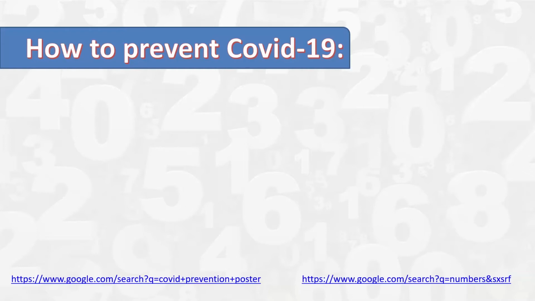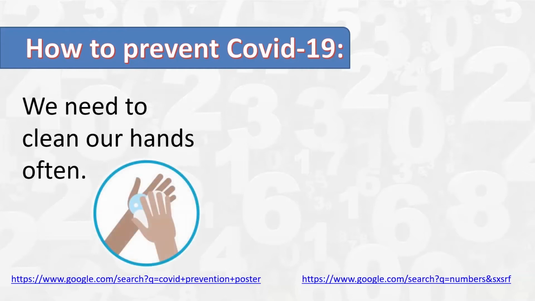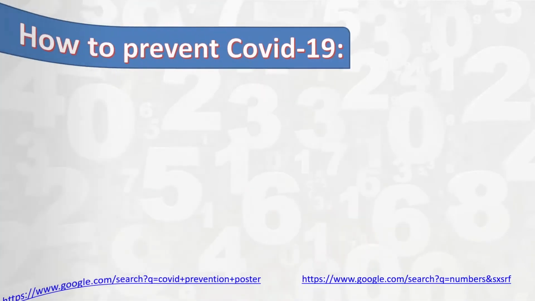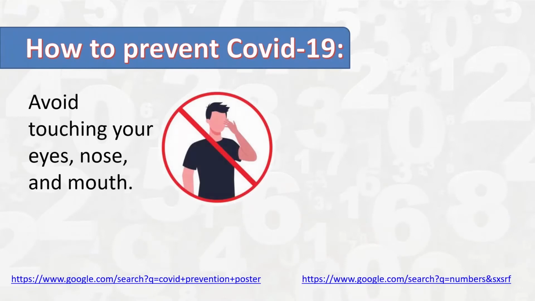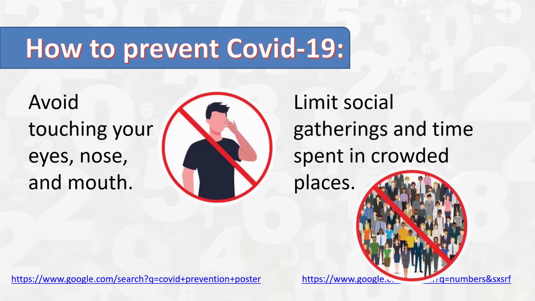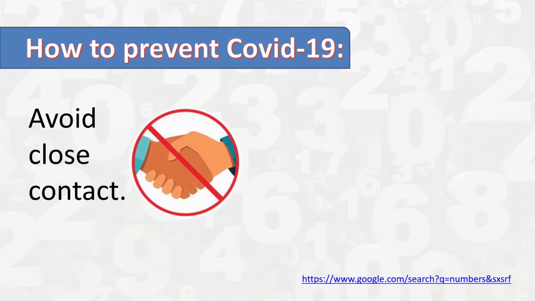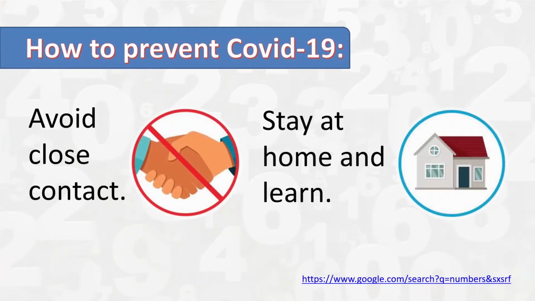Yes, so first, we need to clean our hands often. Second, cough or sneeze in your bent elbow, not your hands. Third, avoid touching your eyes, nose, and mouth. Fourth, limit social gatherings and time spent in crowded places. Fifth, avoid close contact. And lastly, stay at home and learn.